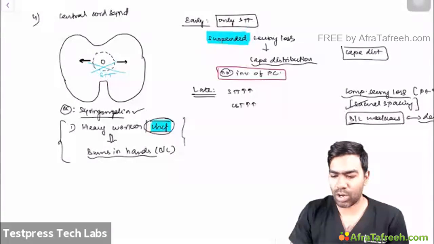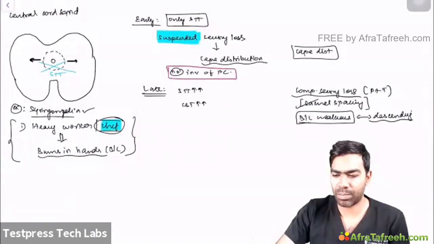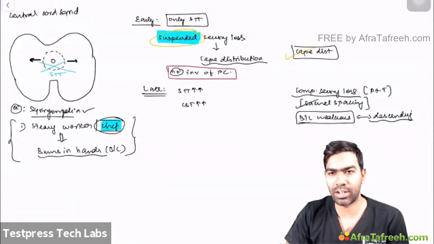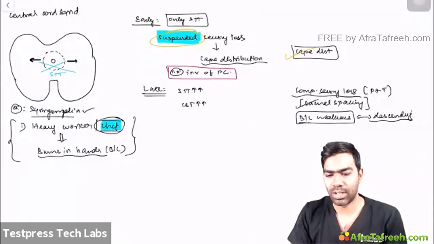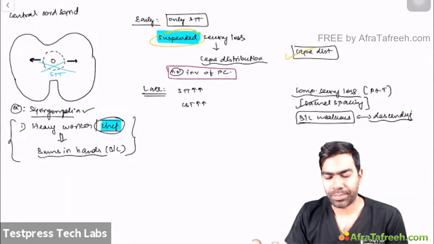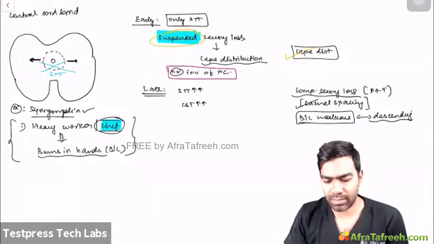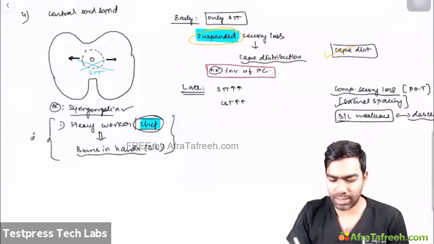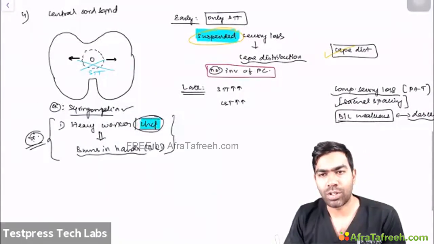And if you see any compatible presentation like this, with cape-type sensory loss, a suspended sensory loss, these are the pointers that this patient may have syringomyelia. So that's the idea. This history you should never forget in the exam. Very important, very common.